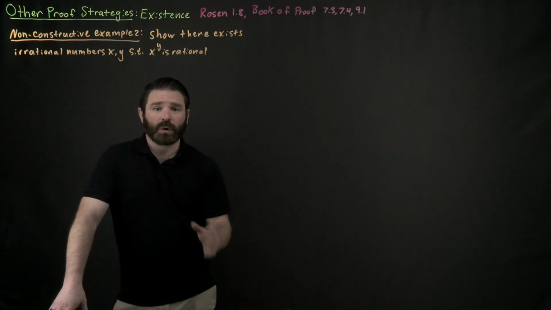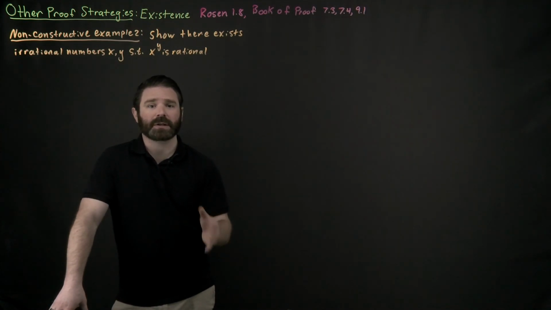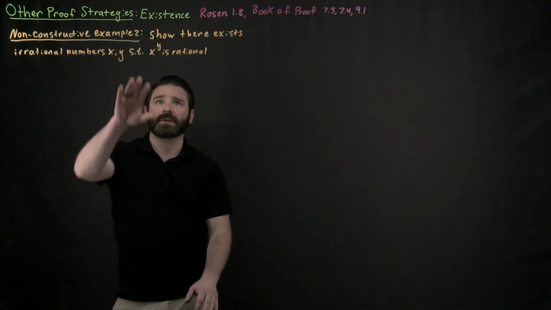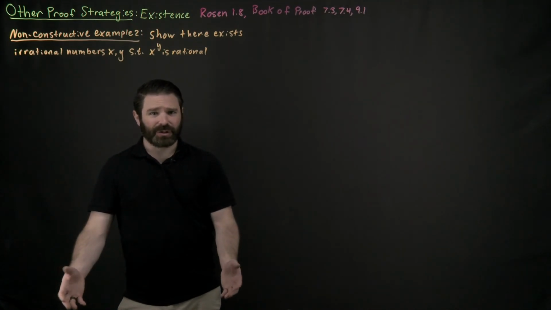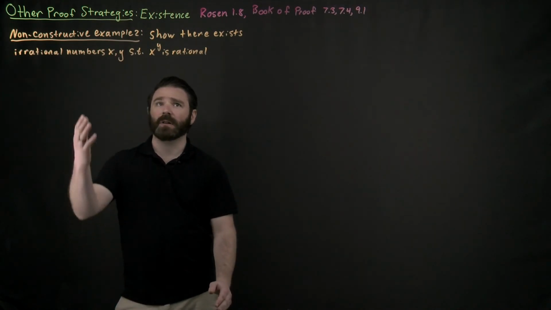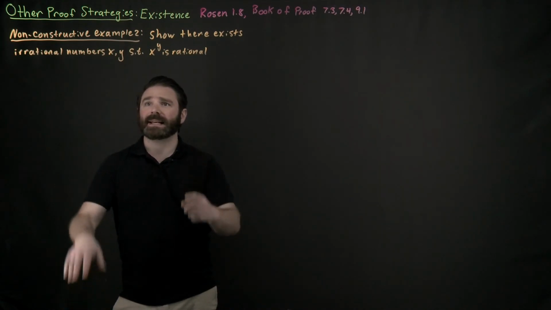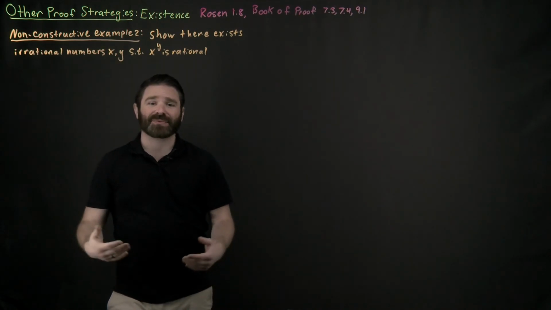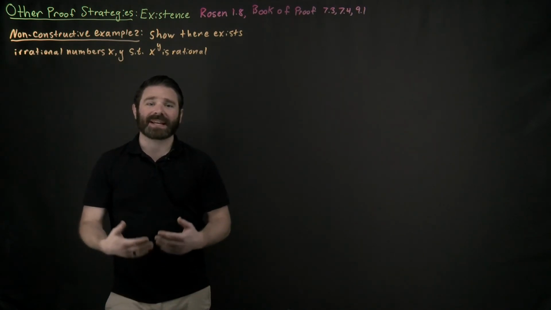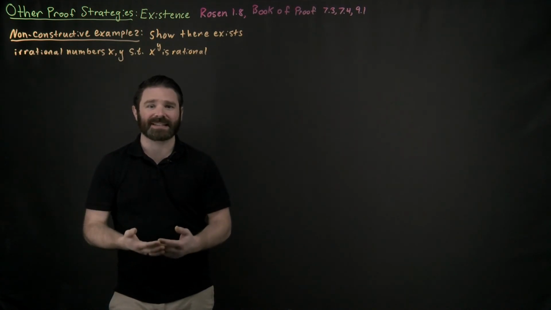So we've already seen one example of a non-constructive proof of an existence statement. And the traditional next example to look at is the following. Show that there exist irrational numbers x and y such that x to the y is a rational number. This is a very classic non-constructive existence proof.